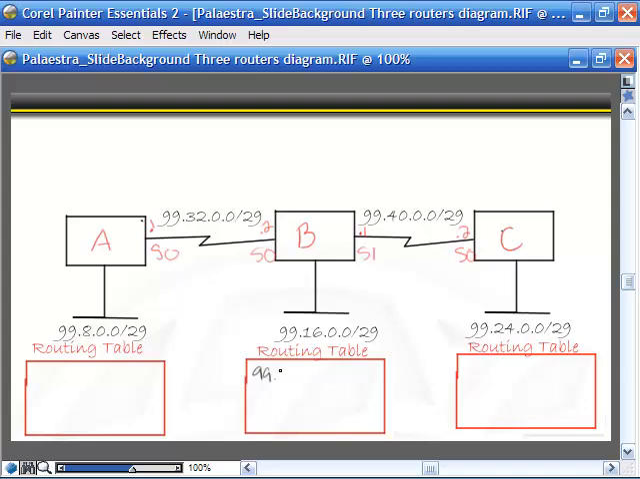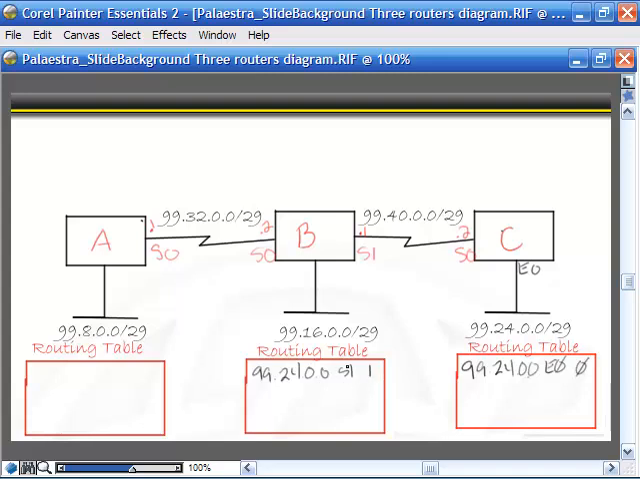So router B is going to have 99.24.0.0. He has to go out of serial 1 to get there, and it's going to be a cost of 1. C has 99.24.0.0 in there. He has to go out of his Ethernet 0 interface, and his cost is 0. What split horizon does is it says it is never useful to send information about a route back in the direction in which the original update came from.